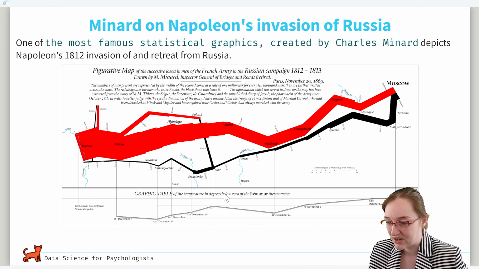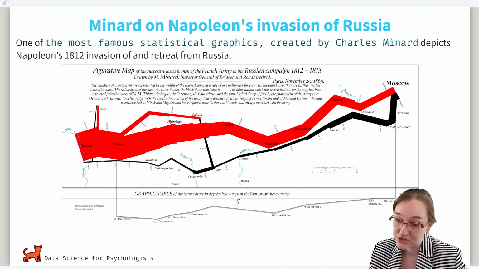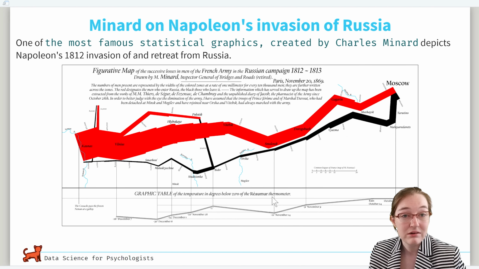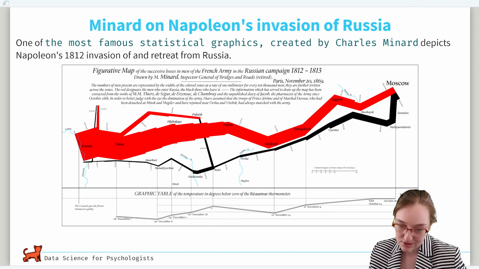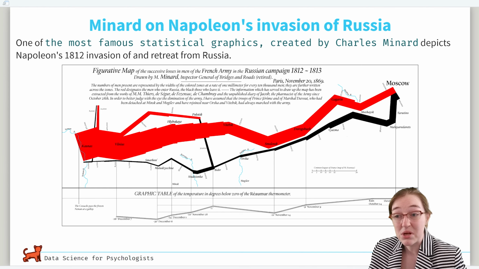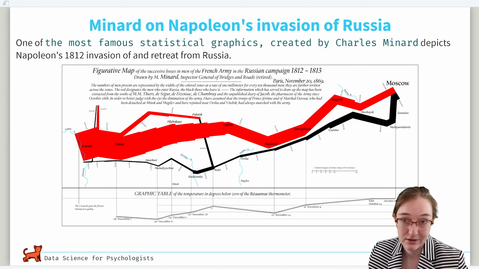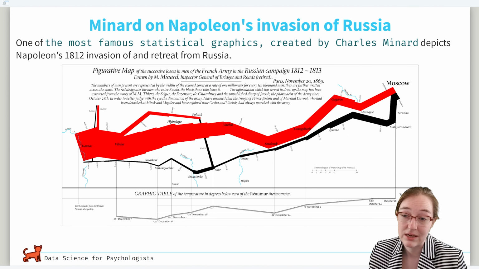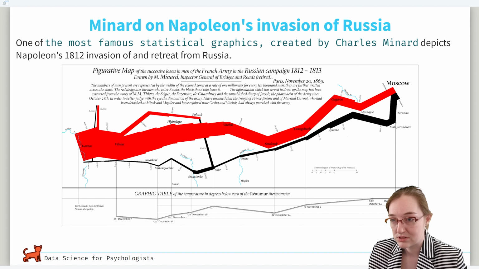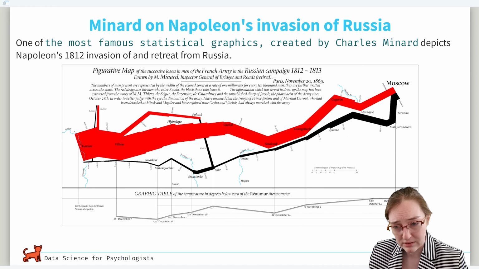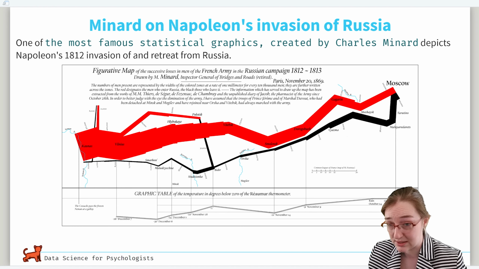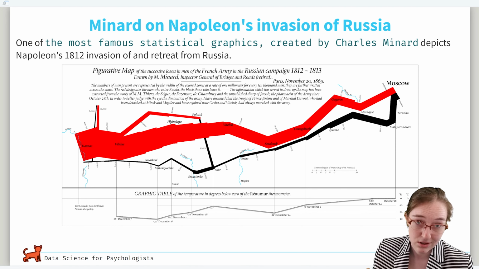Here we've also got a graphical table of the temperature in degrees below zero from the Réaumur thermometer. And there's dates and the temperature and things like that. It's pretty neat. And so there's a ton of information in here. Now this graph was published in 1869, so it's fairly recent in this big scheme of historical things.